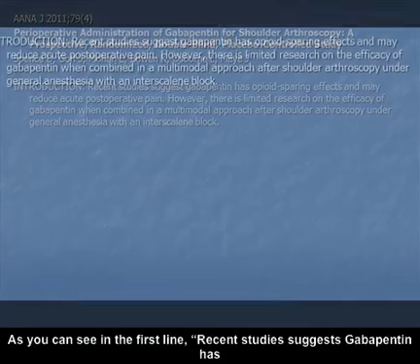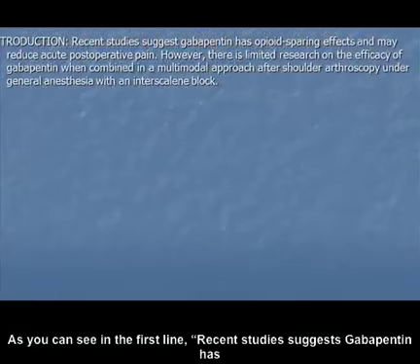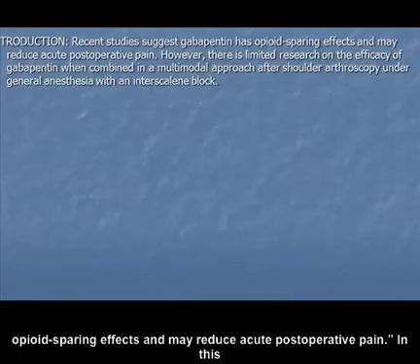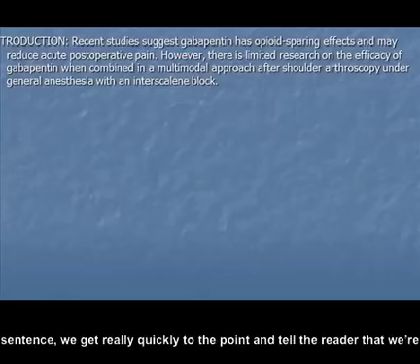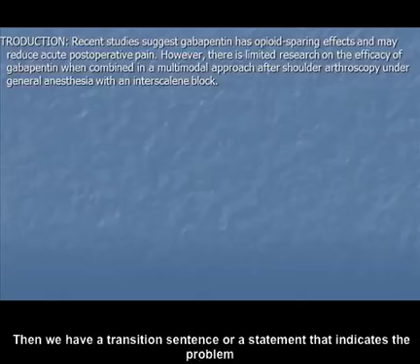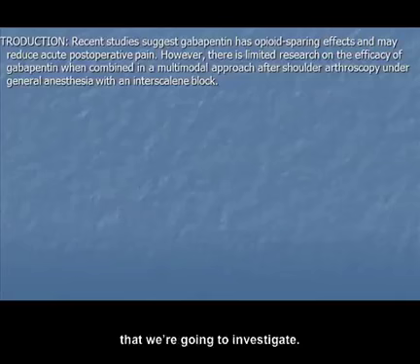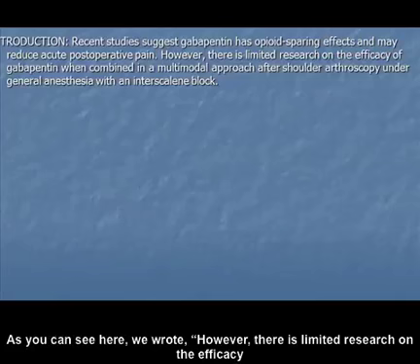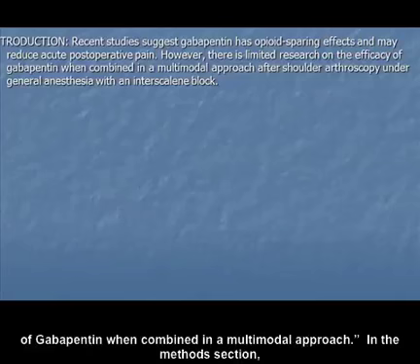As you can see in the first line, recent studies suggest gabapentin has opioid-sparing effects and may reduce acute postoperative pain. In this sentence, we get really quickly to the point and tell the reader that we're probably going to talk about gabapentin and how it has opioid-sparing effects. And then we have a transition sentence or a statement that indicates the problem that we're going to investigate. And as you can see here, we wrote, however, there is limited research on the efficacy of gabapentin when combined in a multimodal approach.